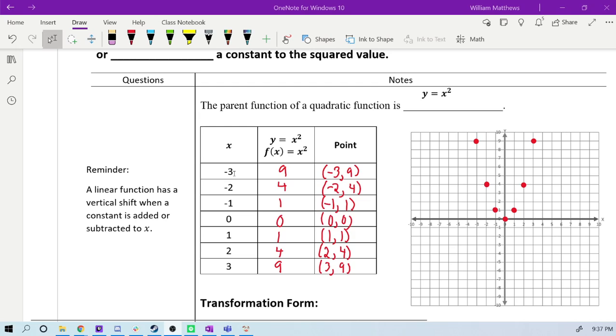Every one of our x values, our inputs, are going to be squared, making them all positive from the parent function. Negative 3 squared is positive 9. Negative 2 squared is 4. Negative 1 is 1. 0 is 0. 1 squared is 1. 2 squared is 4. And 3 squared is 9, which does give us these locations.